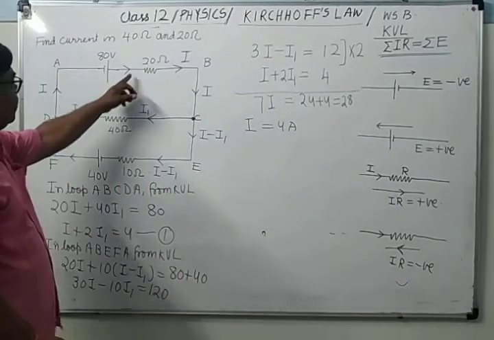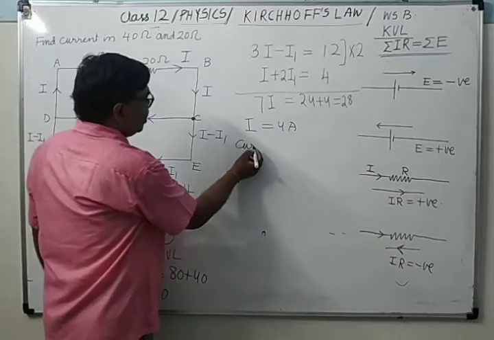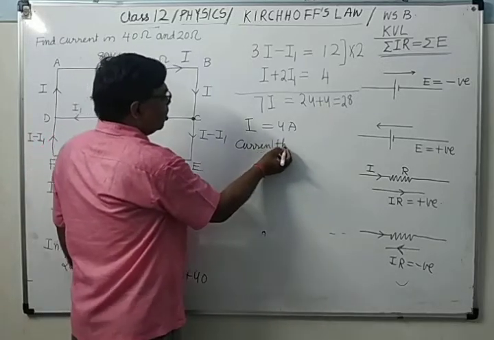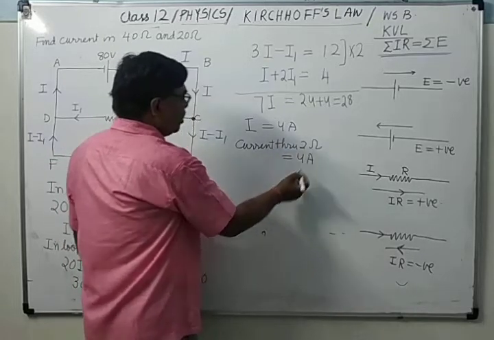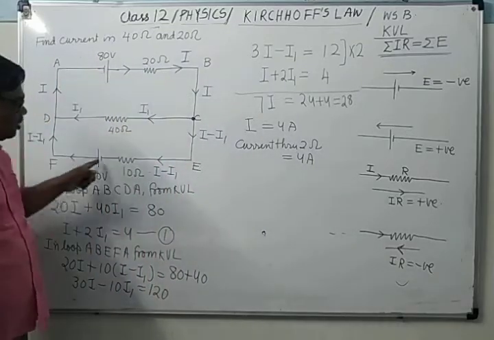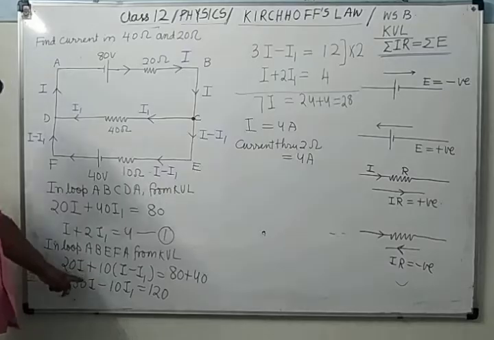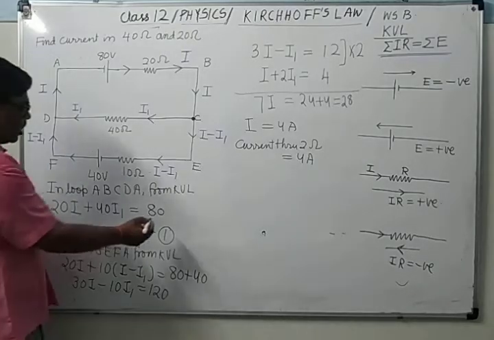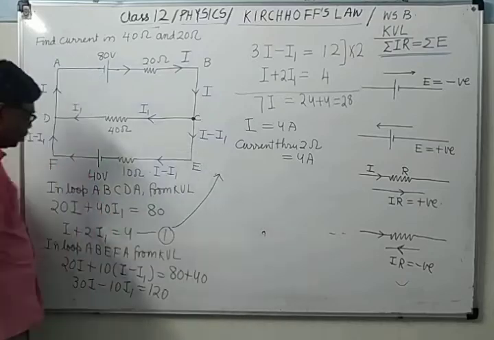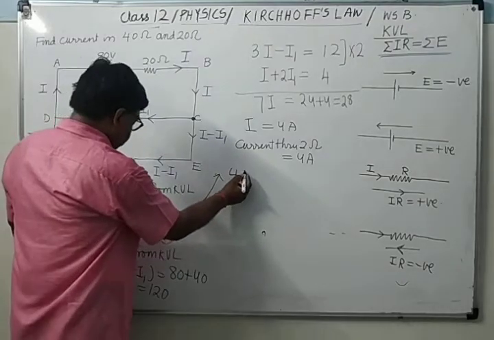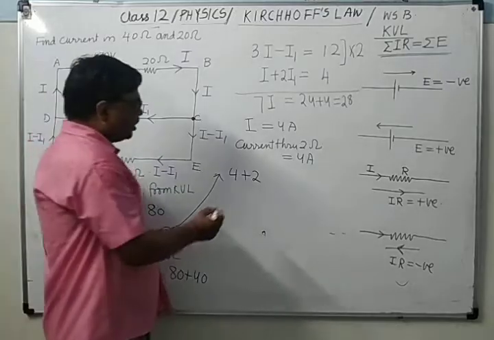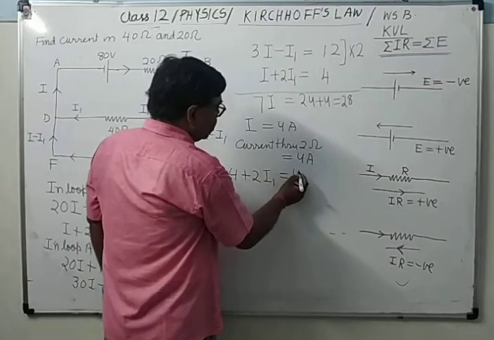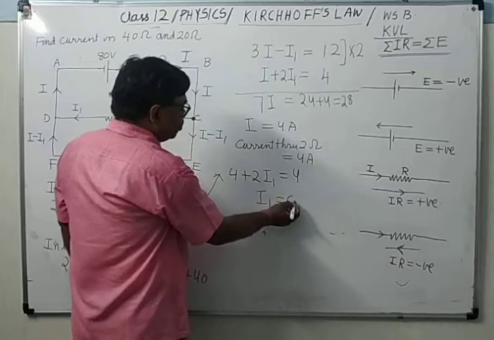4 ampere means the current through 2 ohm is equals to 4 ampere. Then you can see here what will be the current through this. So you have to find I1. You substitute here in any one equation. Here I will substitute. When you substitute, I is 4, so 4 plus 2I1 equals to 4. So from here you will get I1 equals to 0.